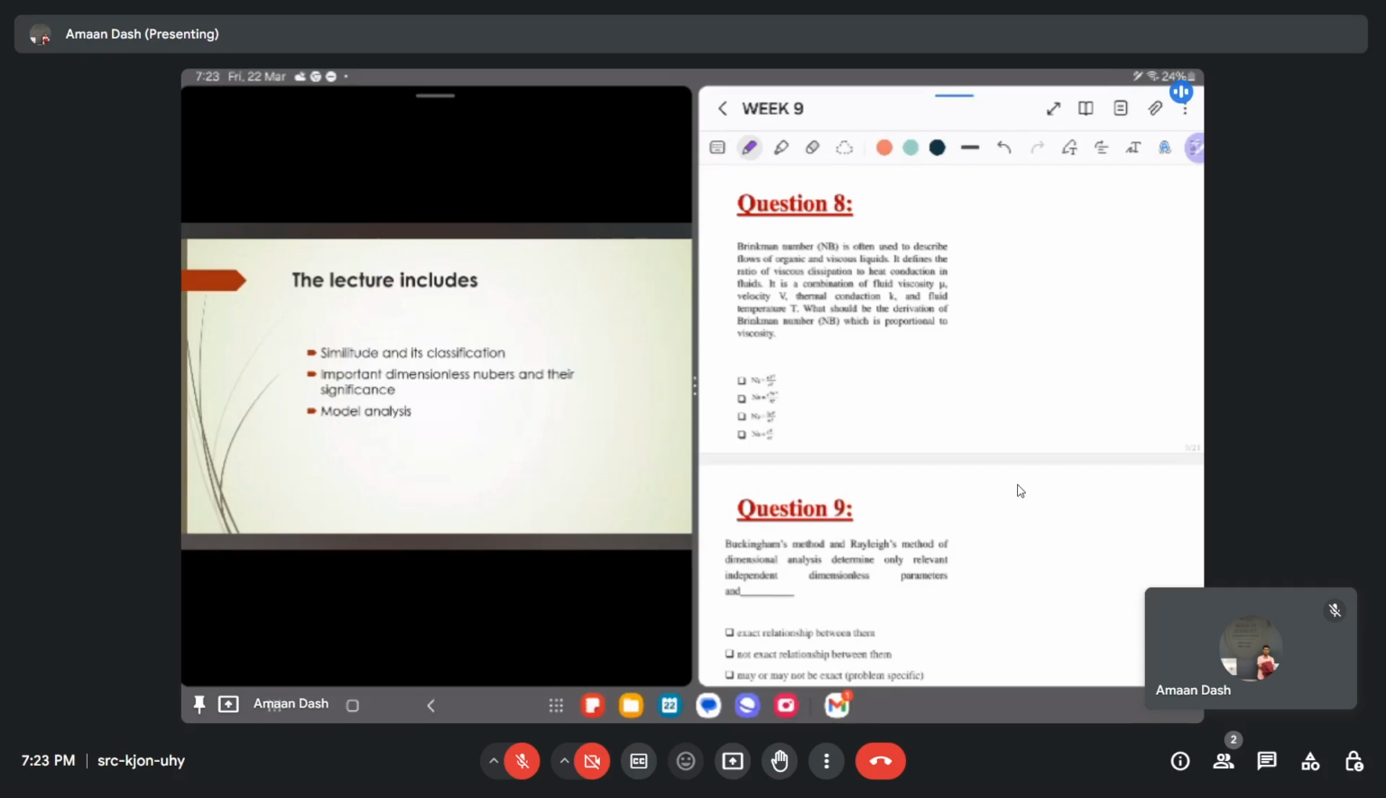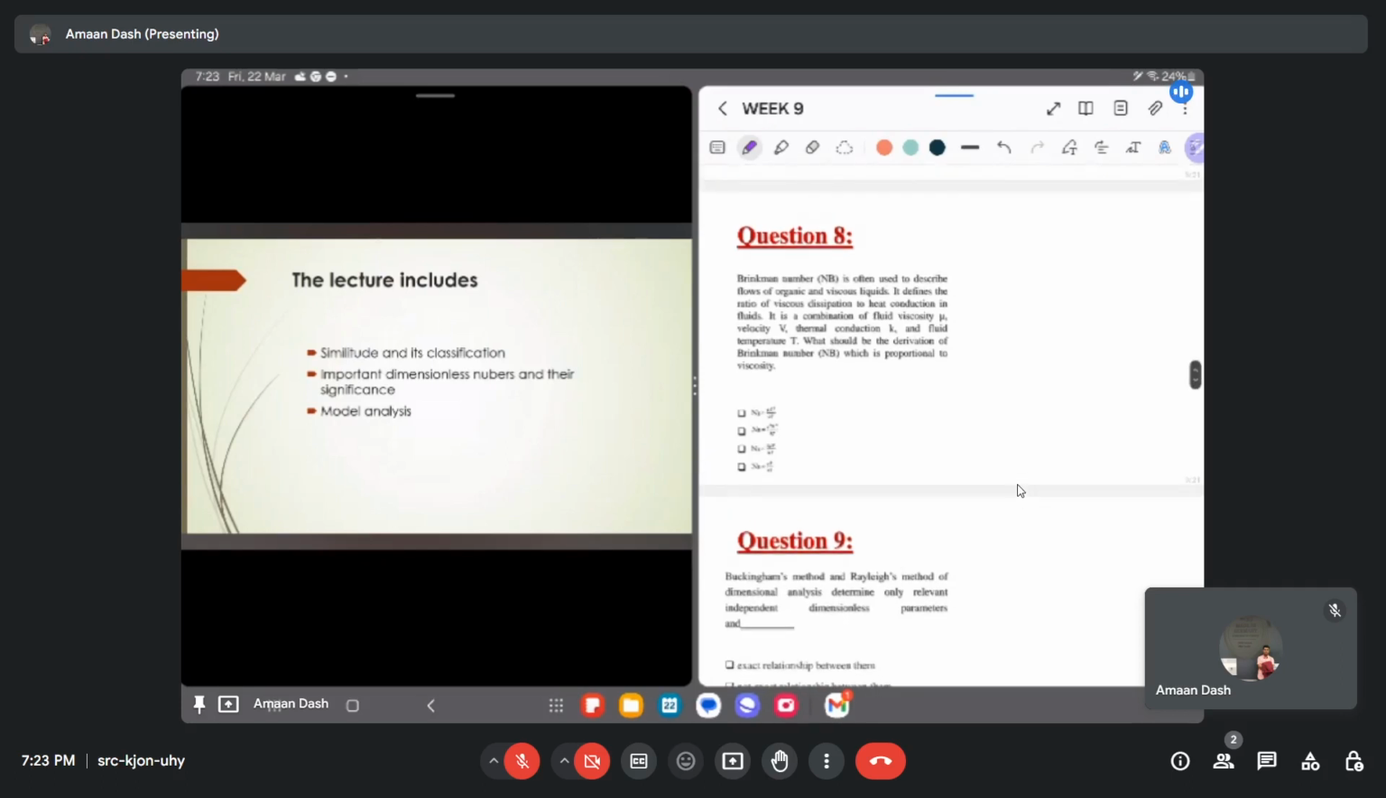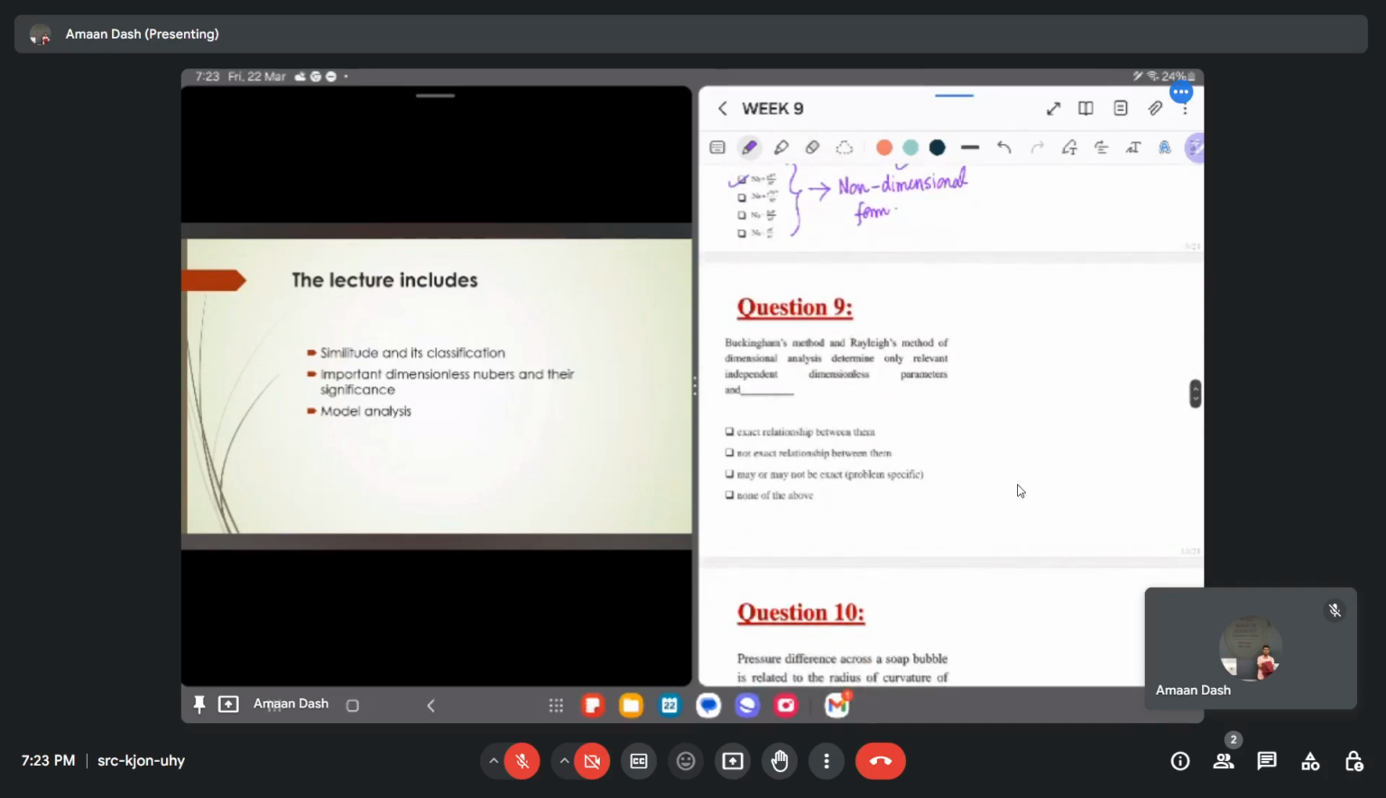So, how do we know? You can see which of these expressions actually satisfies the non-dimensional form. One has mu, then v square or mu square by v square, whichever you substitute will give a non-dimensional form, and that is the correct expression for the Brinkman number. So this is the correct expression. Okay.